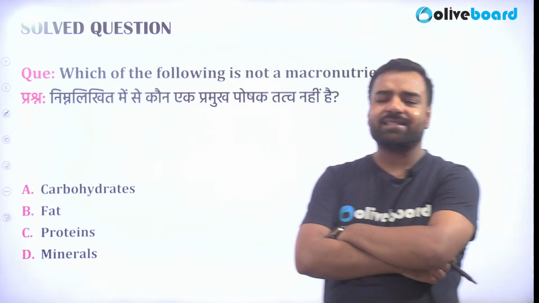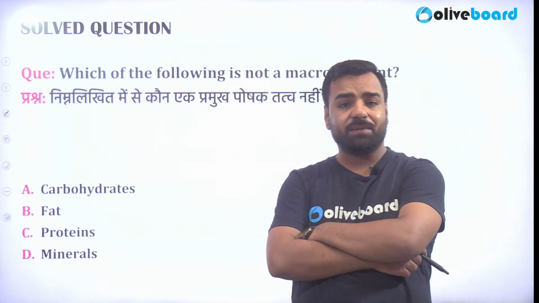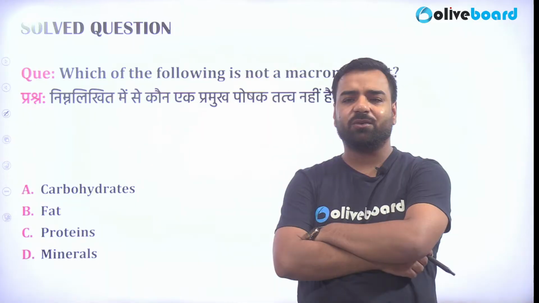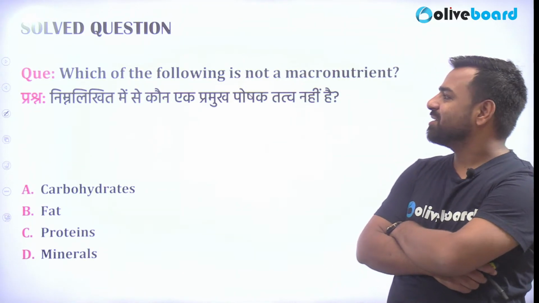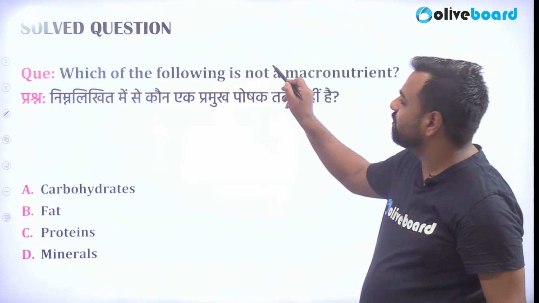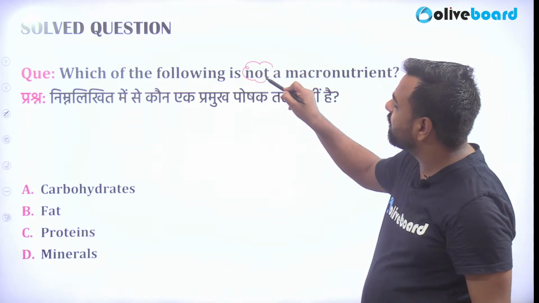And guys, as discussed, these are the questions which are asked in the previous year paper, and also they include the most expected questions. So let's see how much we are aware of this part. So which of the following is not a macronutrient? So do not miss this part. It's saying which is not a macronutrient.